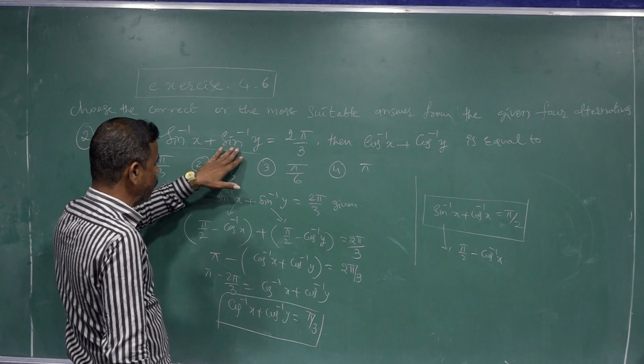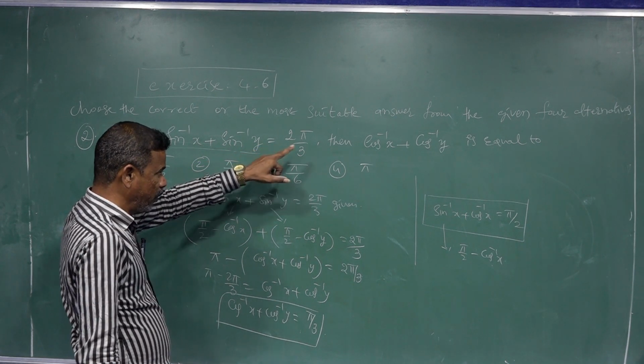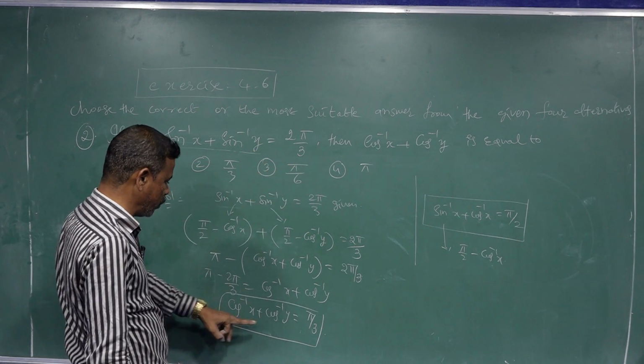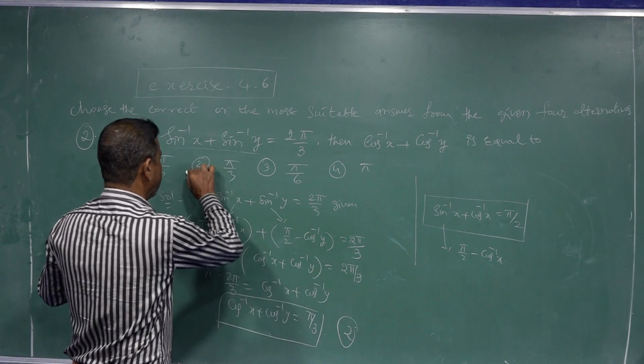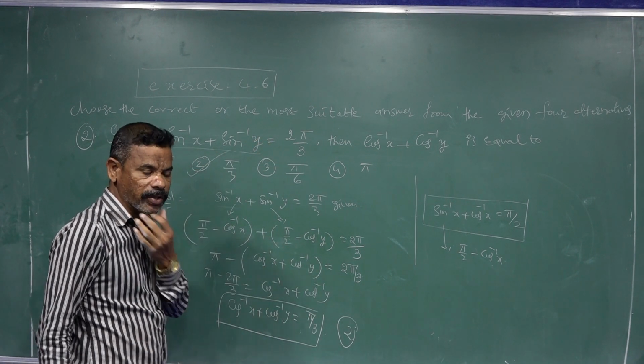Sin inverse x plus sin inverse y is equal to 2 5 by 3, then cos inverse x plus cos inverse y is equal to 5 by 3. Second option. This second option, 5 by 3, is the suitable answer.